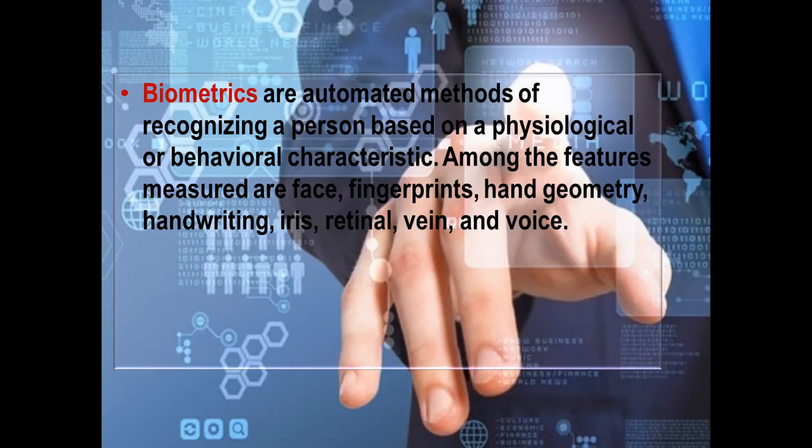First of all, what is biometric? Biometrics are the automated methods of recognizing a person based on physical or behavioral characteristics. They are the main ways to identify a person, like by the face, fingerprints, hand geometry, handwriting, iris, retina, vein, and the voice.